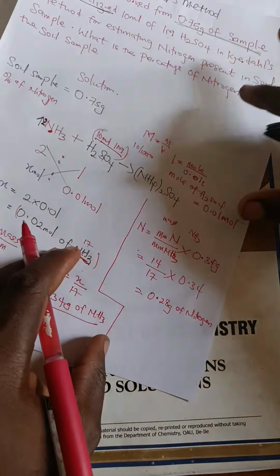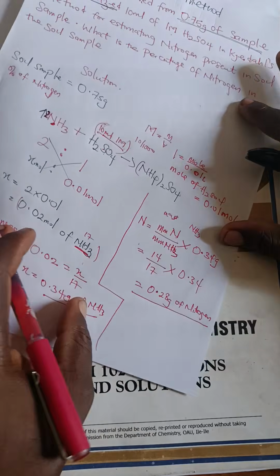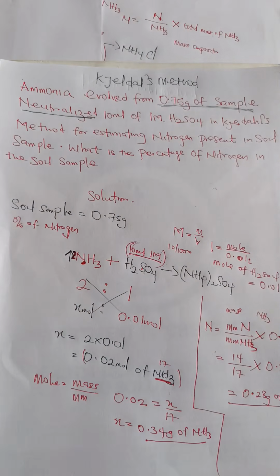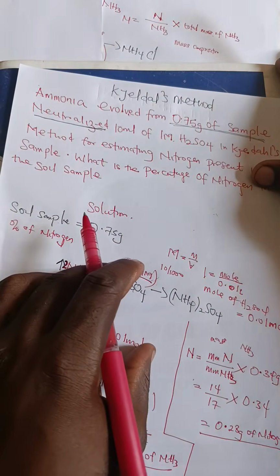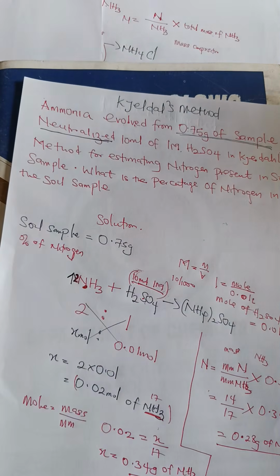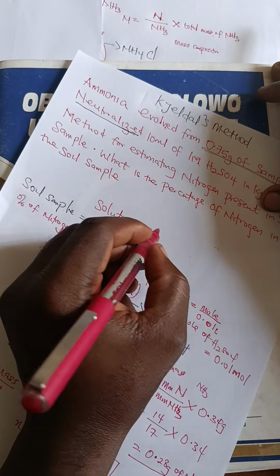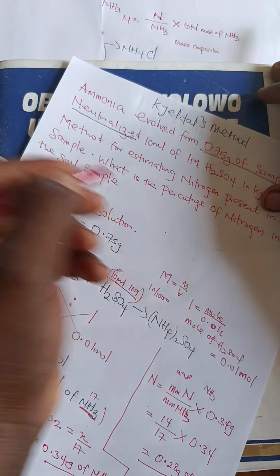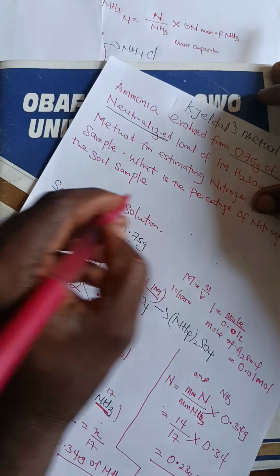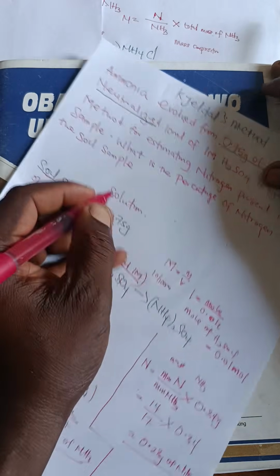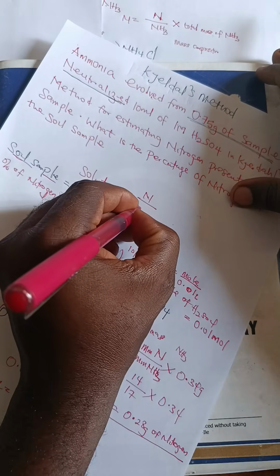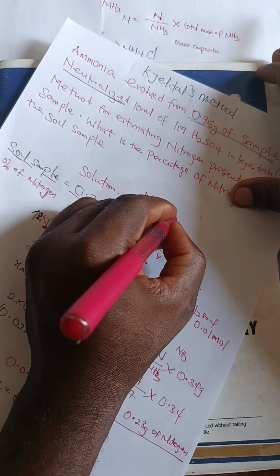So to end the calculation, what we are looking for from what I have here is the percentage of nitrogen. So how do I look for percentage of nitrogen? It is very easy. Since the whole sample is 0.75, our nitrogen over the sample times 100.